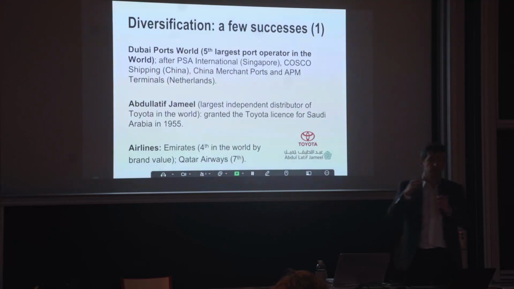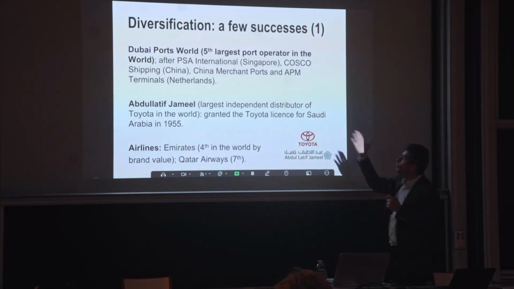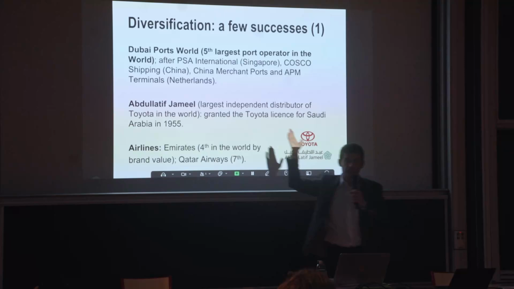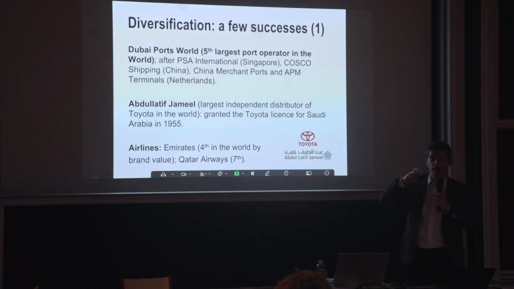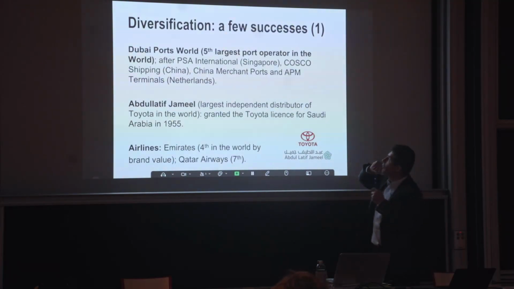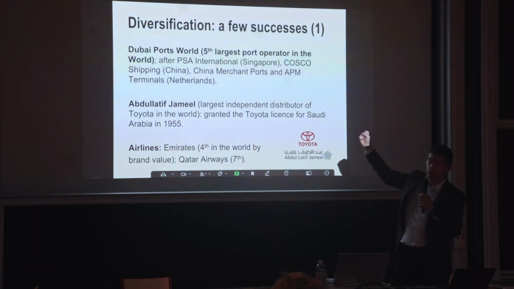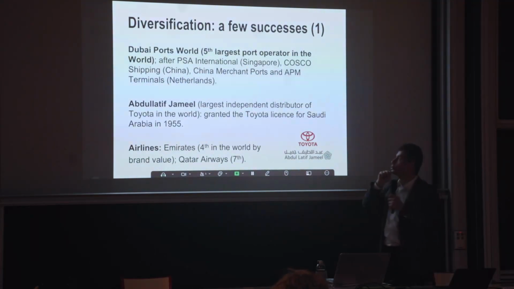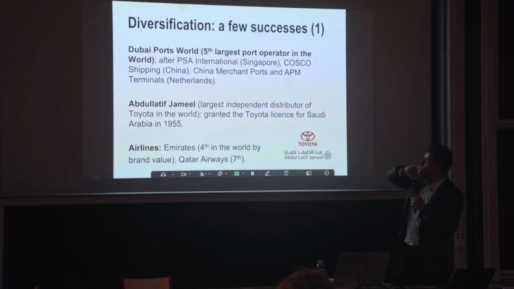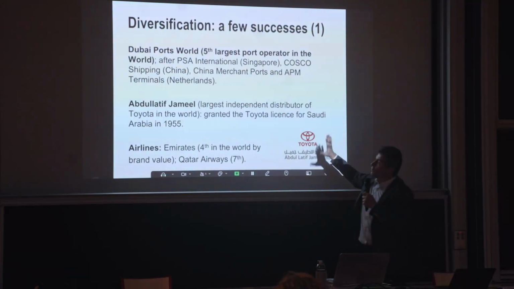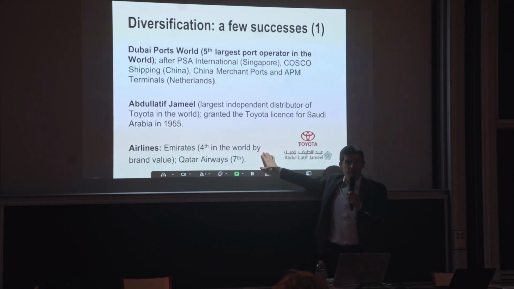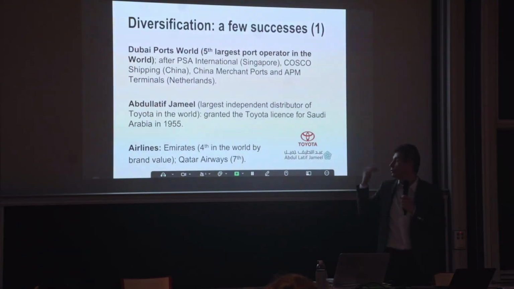So there are a few successes, we cannot deny that. One of them is the Dubai Ports World Company. Dubai Ports World is the company managing ports. It's the 5th largest port operator in the world, after a Singaporean, 2 Chinese and a Dutch one. So, Dubai has been quite successful at that. Other successes are the airlines. We know about Emirates, we know about Qatar Airways. They are very profitable and successful airlines.